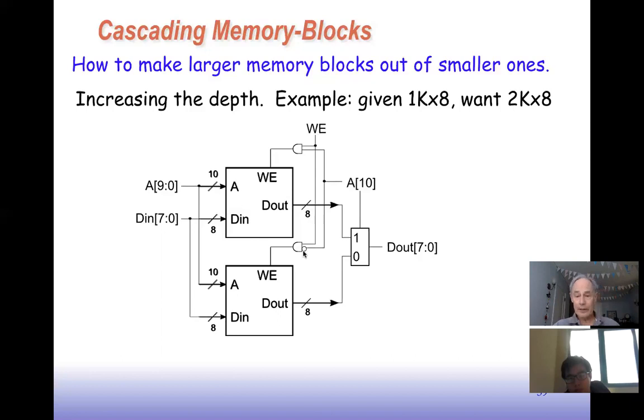So this gives us twice the depth by using 2 memories. If we use 4 memories, we could extend this idea and make it 4 times as deep if we wanted to. But to make it 4 times as deep, we'd have to add another address line, of course. So every time we double the size of the memory, we need to add another address line, because we can access 2 to the number of address lines locations in the memory.